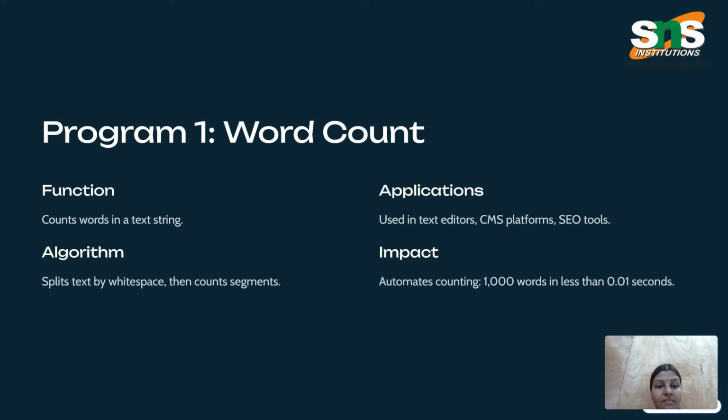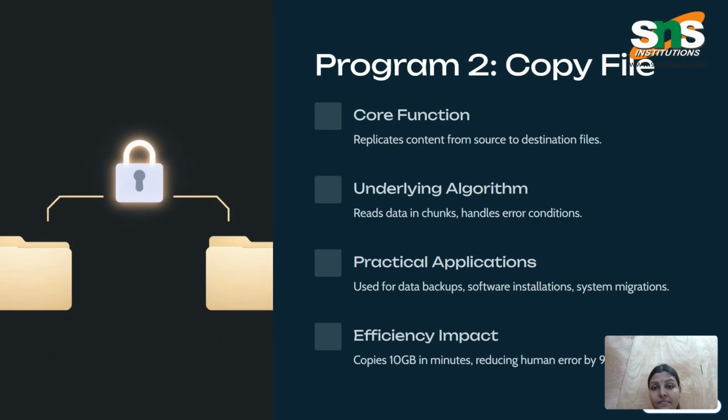Let us take a program and analyze it. In program 1, we have word count. The function, what it does is, it will count the words in a text string. The algorithm splits text by white space, then counts segments. The applications are, it is used in text editors, CMS platforms, SEO tools. The impact is it automates counting 1000 words in less than 0.01 seconds.